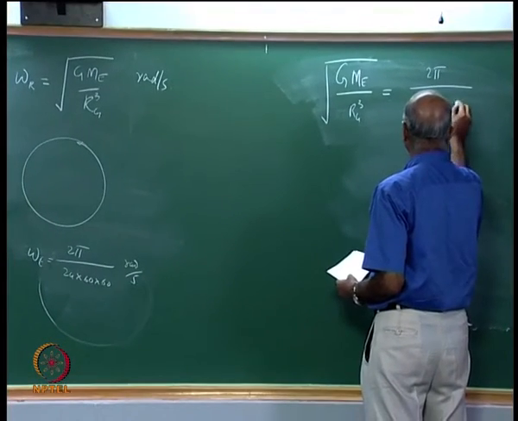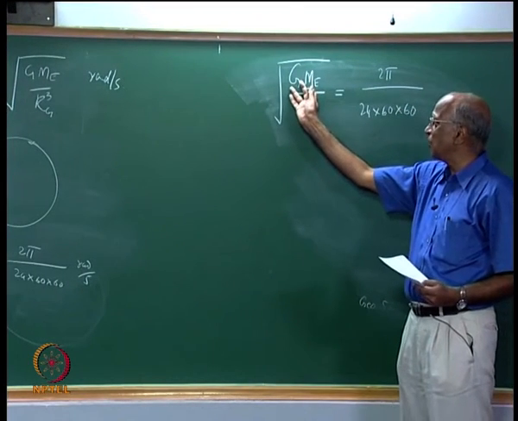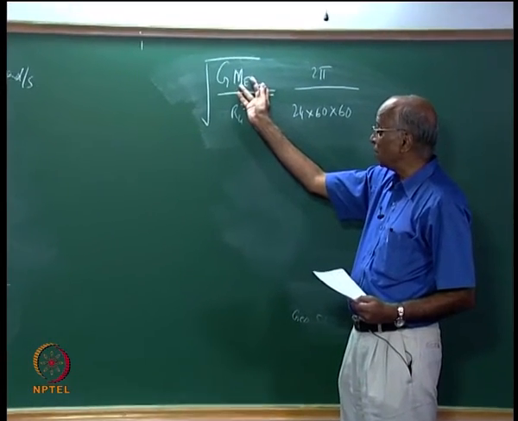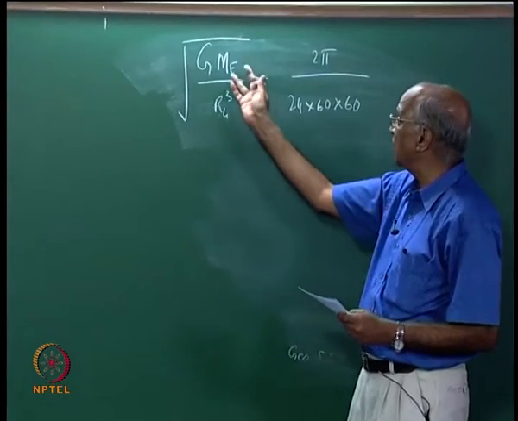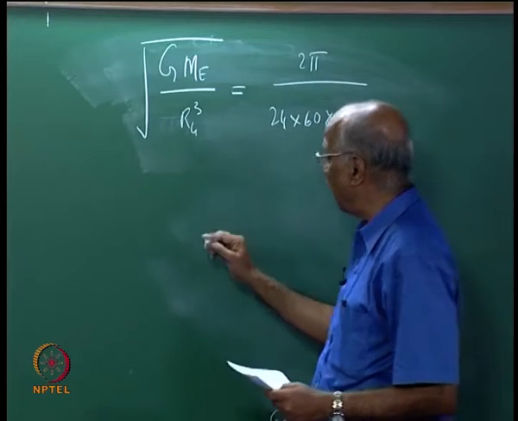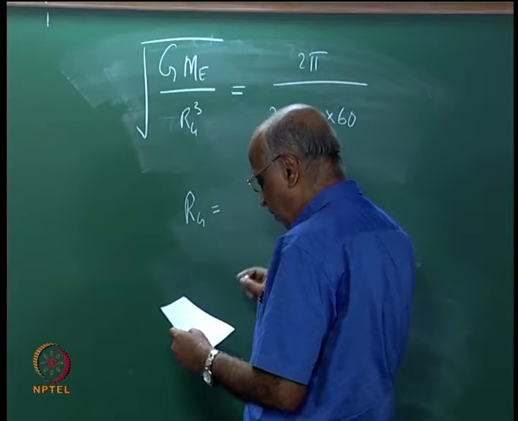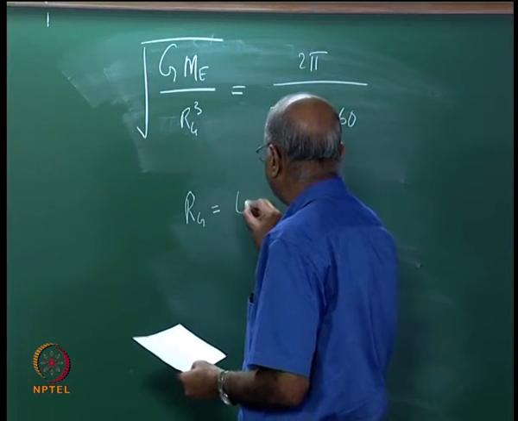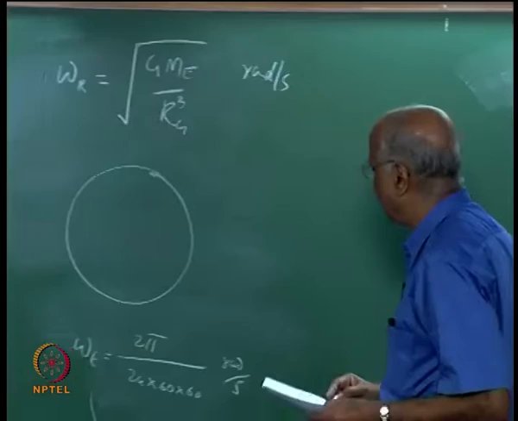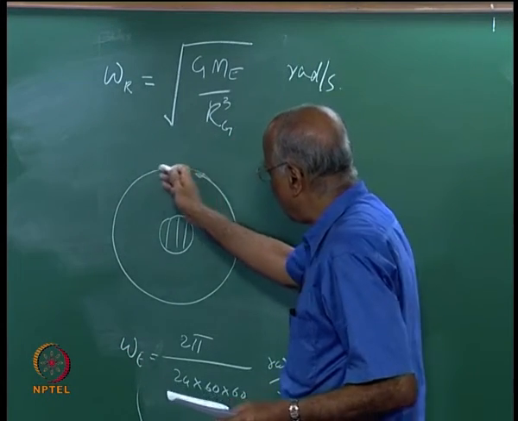into 60 into 60, and you know the value of the gravitational constant is 6.670 into 10 to the power minus 11. We know the mass of the earth, which we said is 5.974 into 10 to the power 24 kg, and therefore if now I find the value of rg, rg works out to be something like 42,164 kilometers.